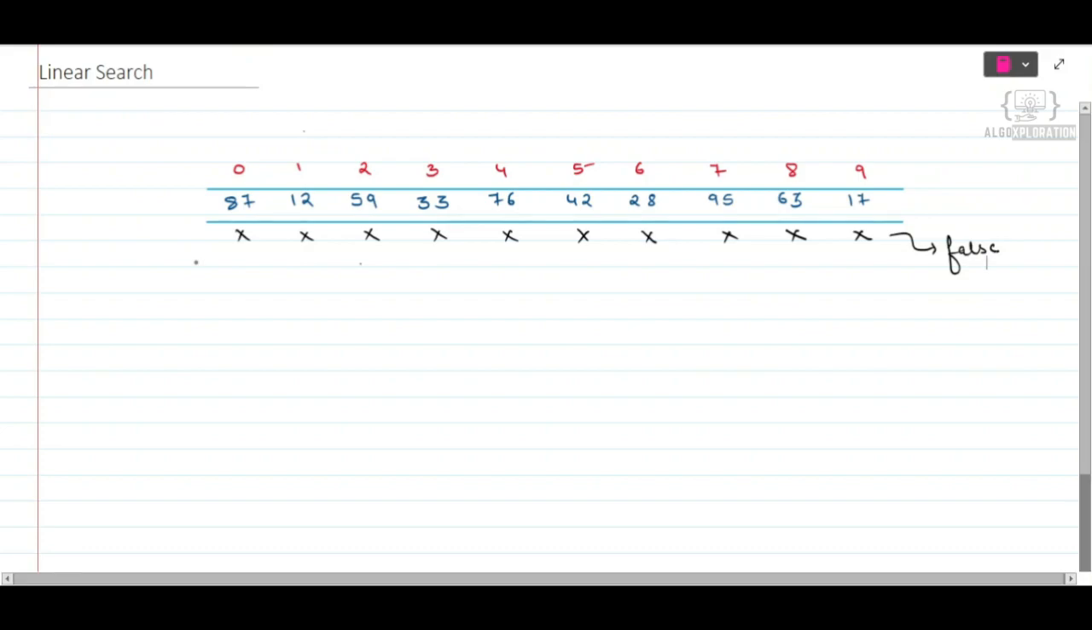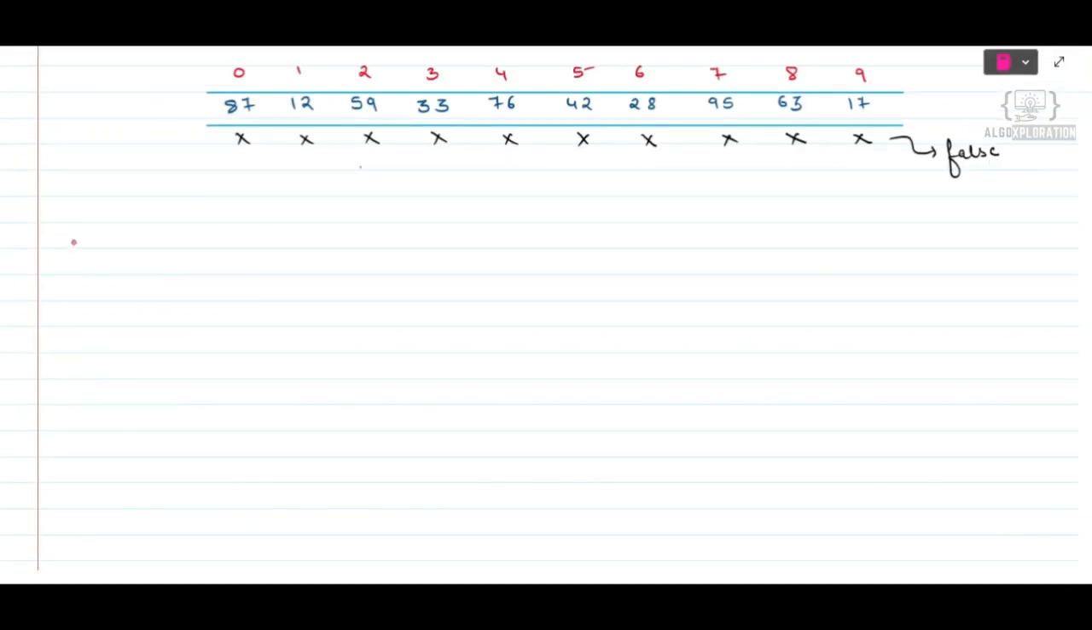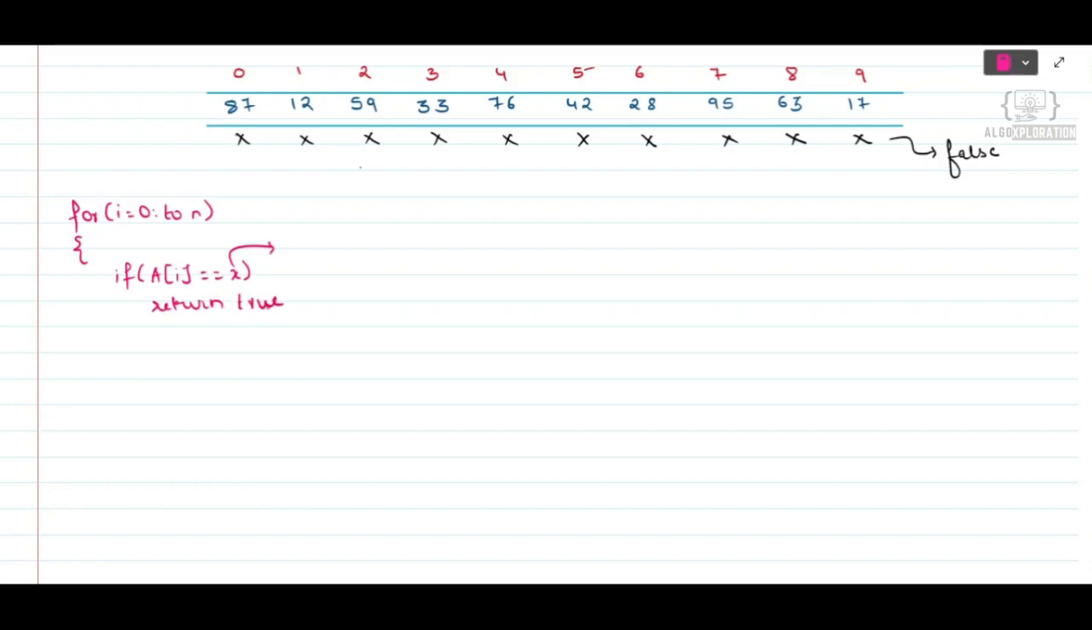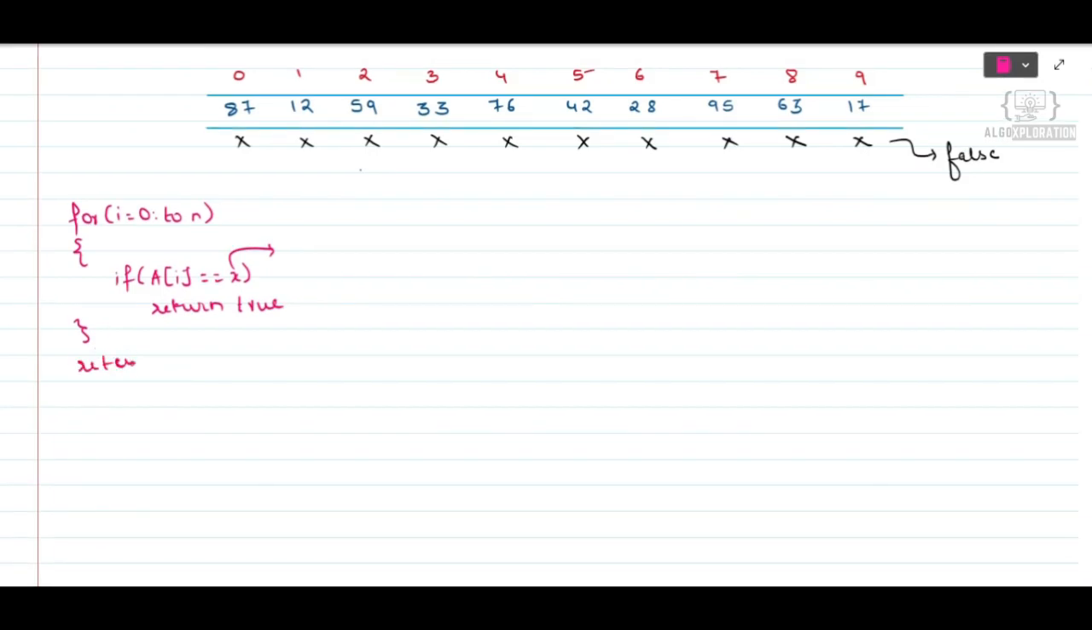So what will the pseudocode look like? Since we are starting with the 0th element and going till n, we will take the help of a loop, i equals 0 going till n. We will check whether a of i equals x or not. Here x is the element to be searched. If it is, then return true. After the end of the loop, we will return false. That means the element is not present in this list.